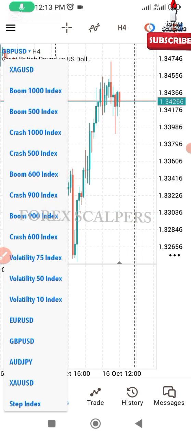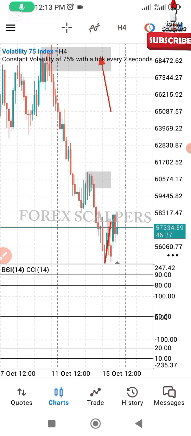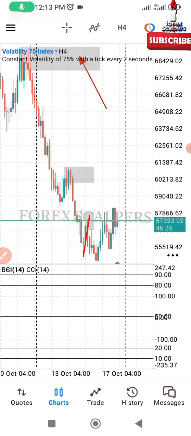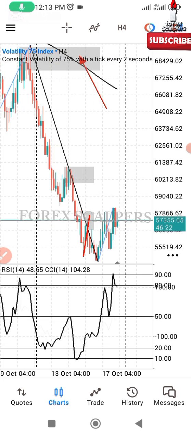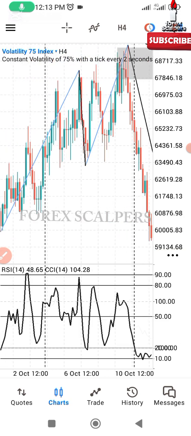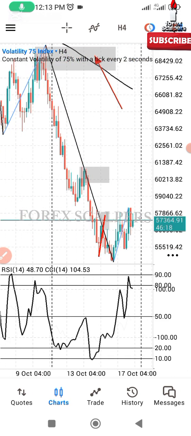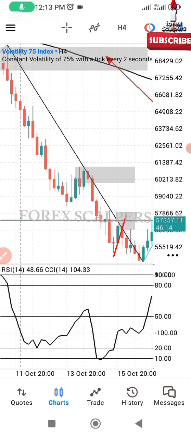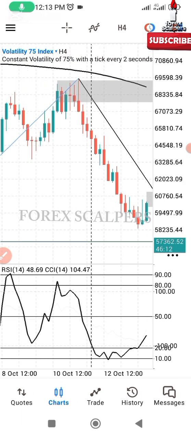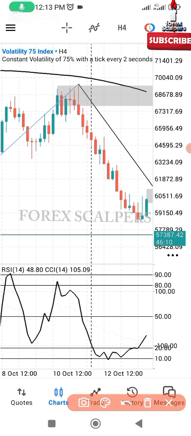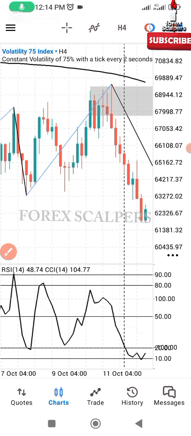So let's look at volatility indices. So now this is volatility what? This is volatility 75. So you can see that these zones are marked out here, and I want you to see how price left the zone. You can see that bearish pin bar, then see the momentum that follows, right? So that is exactly how price will leave all of these zones.